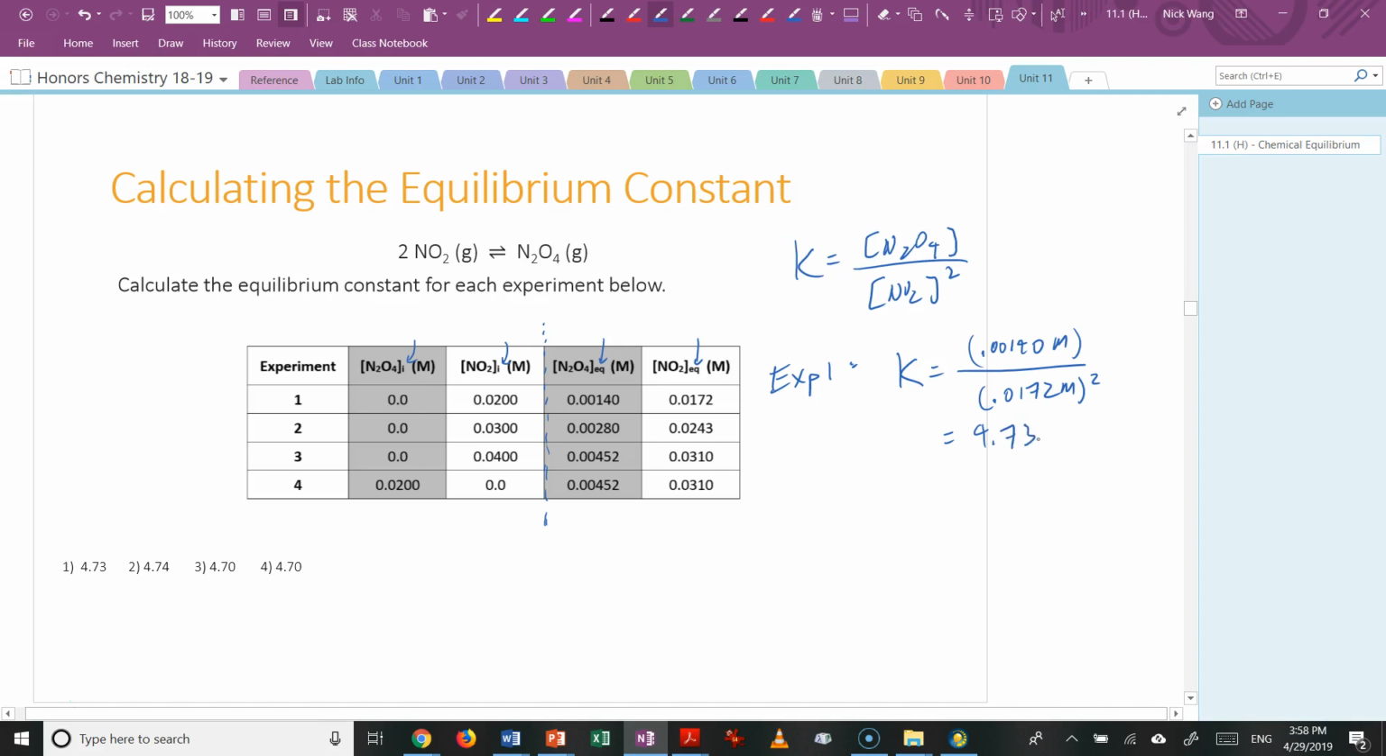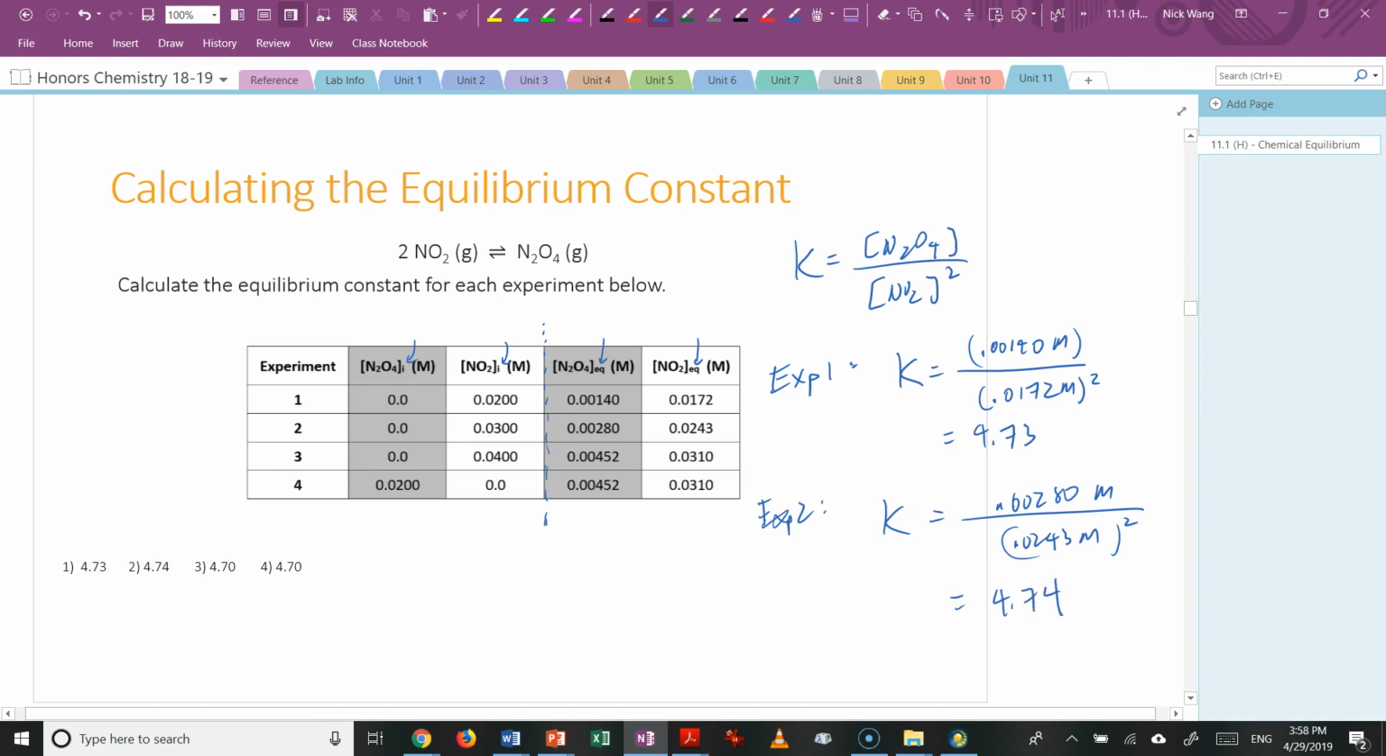That's it. Let's do the same thing for experiment 2. Once more, you have that same mathematical expression you can apply, right? It's an equilibrium expression and applies to this one equation. So you can use this multiple times. And that's going to look like this for experiment 2: 0.00280 molar divided by 0.0243 molar squared. Plug some numbers in, and you should get a value of 4.74.